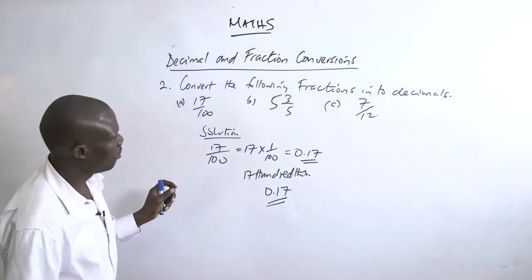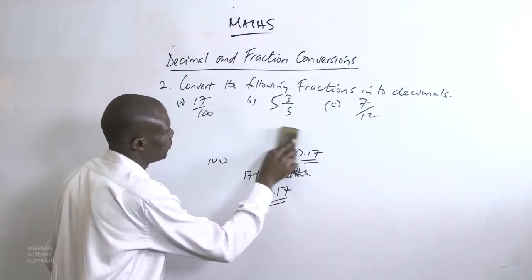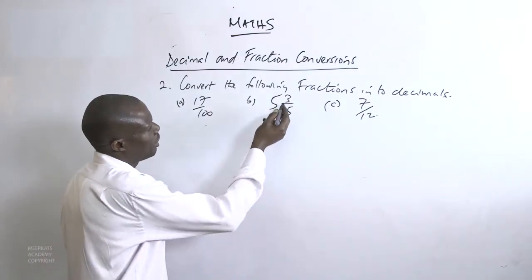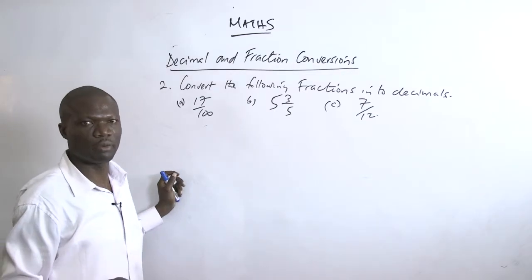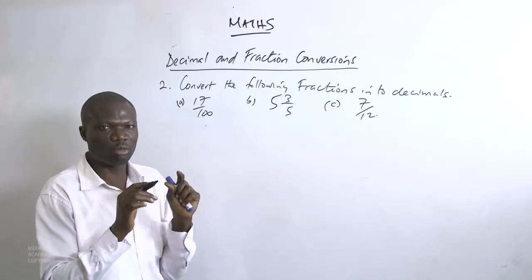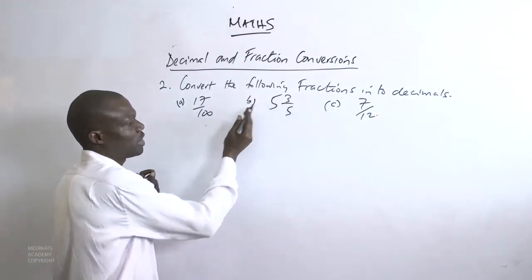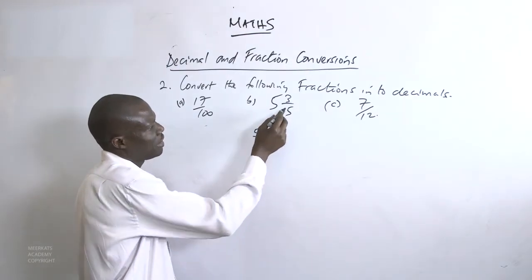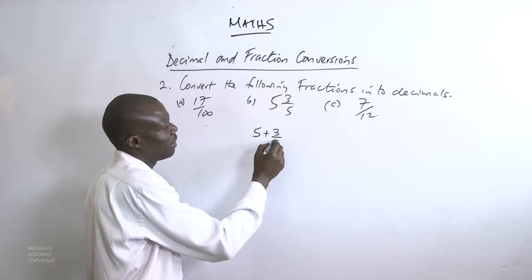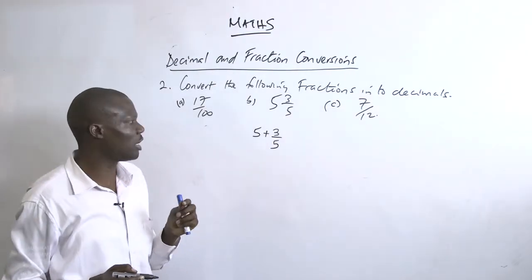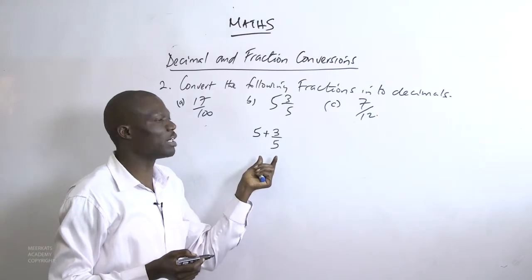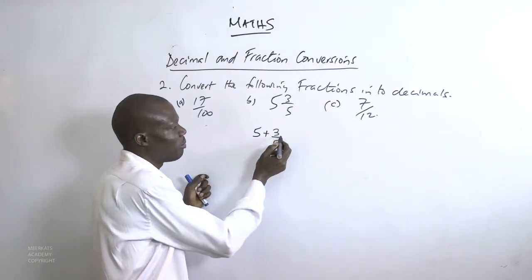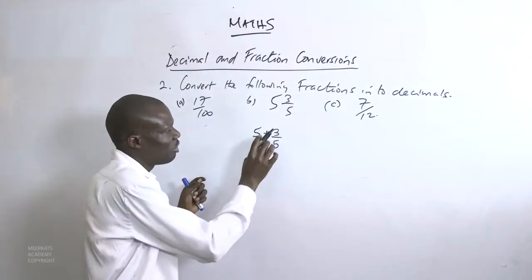For the second one, where we have a mixed numeral, we have 5 and 3 over 5. Take note that a decimal and a fraction represent part of the whole. So the whole, this side, we have no problem. That 5 is a whole. But our interest is this other side where we have 3 over 5. As we saw earlier on, it is easier to convert a fraction when the denominator is a power of 10. So I wish that we simply find an equivalent fraction of 3 over 5.